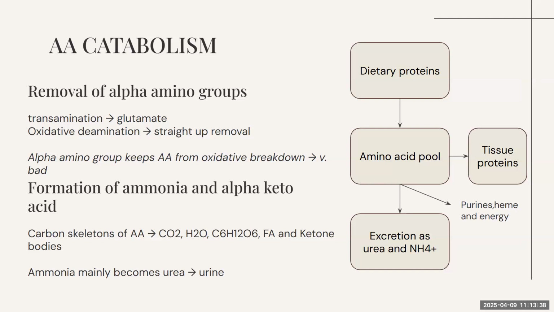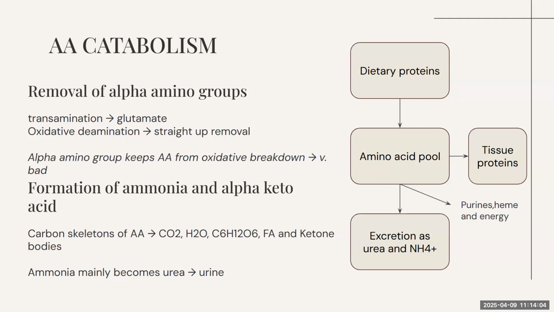Now, the reason for this is you don't want the body to break down amino acids immediately. You want the body to use the amino acid for protein. So the alpha amino group protects that amino acid from breaking down.